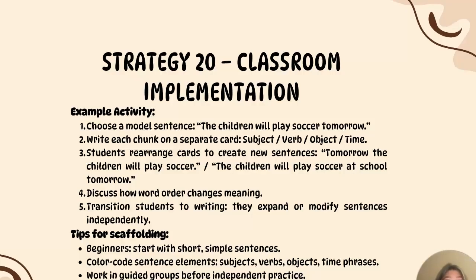Some tips for scaffolding. Beginners start with short, simple sentences and color code sentence elements: subjects, verbs, objects, time phrases. Then you can work in guided groups before independent practice. For discussion and reasoning, students explain why certain arrangements work, and you're going to reinforce grammar rules while encouraging creativity.